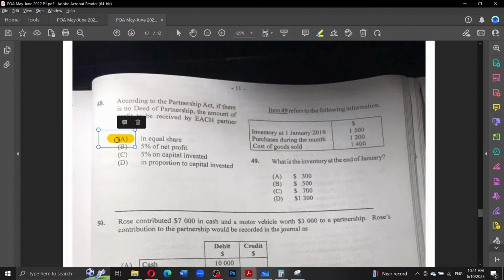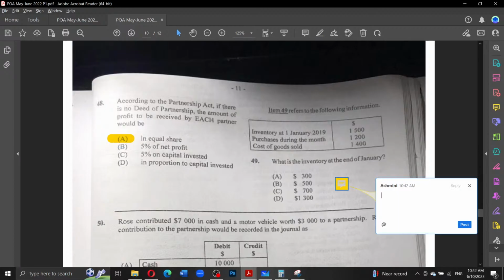Item 49 refers to the following information. So we have these here. They're asking to find the closing inventory. So remember the formula for cost of goods sold. Cost of goods sold equals opening inventory plus purchases, which is net purchases, minus closing inventory. In this case, they don't have the closing inventory, so let's see what to do.